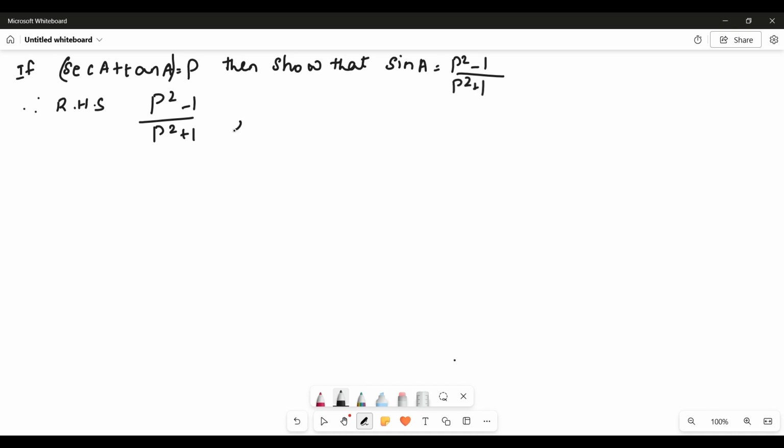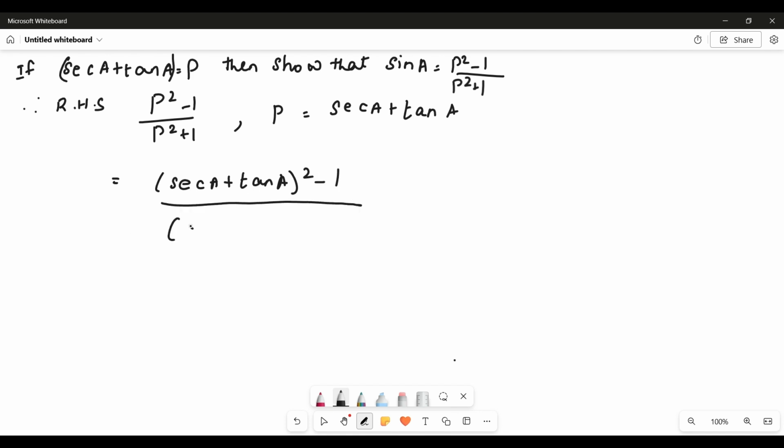The question gives that p is equal to secant A plus tan A. So I'm just substituting that in for p. We'll plug in the value of p equal to secant A plus tan A. So we get secant A plus tan A, the whole square, minus 1 over secant A plus tan A, the whole square plus 1.